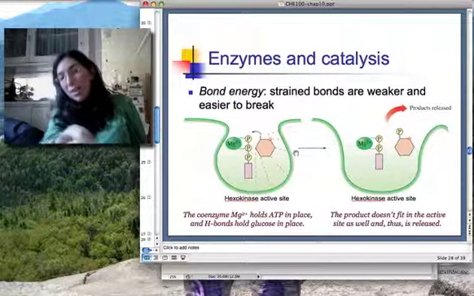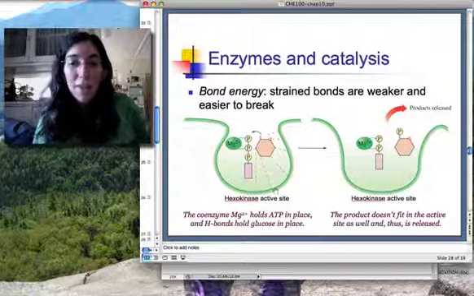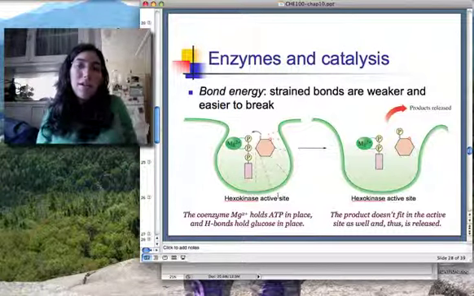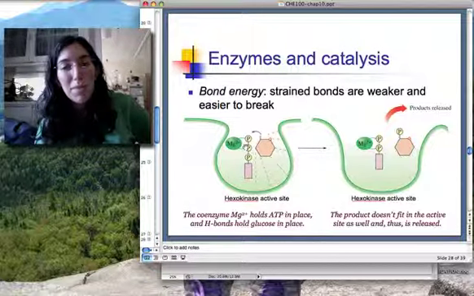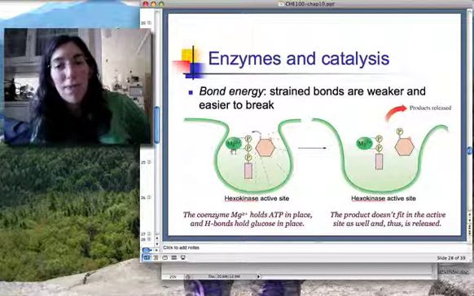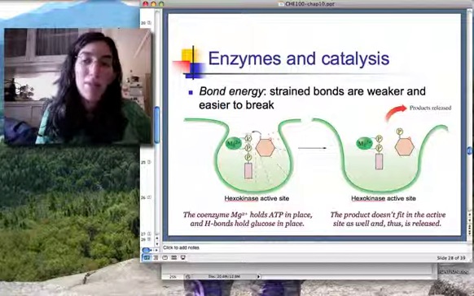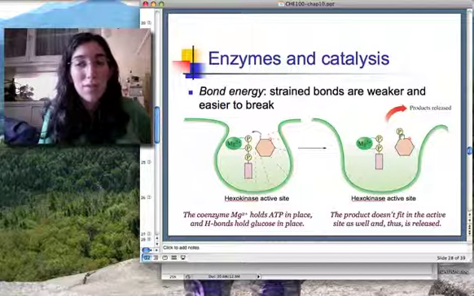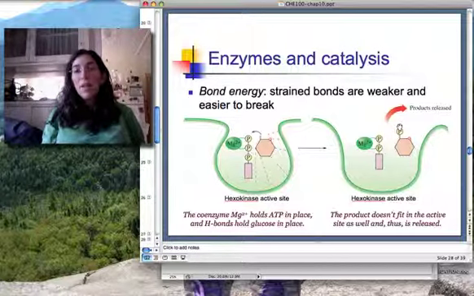When you have those hydrogen bonds, think of them like little invisible tethers that are holding this glucose in place and pulling on the bonds a little bit. They actually are weakening the bonds. Same thing with this magnesium holding onto these phosphate groups. It's technically weakening this bond here between the two phosphates, so it allows it to break off and join onto the glucose molecule.